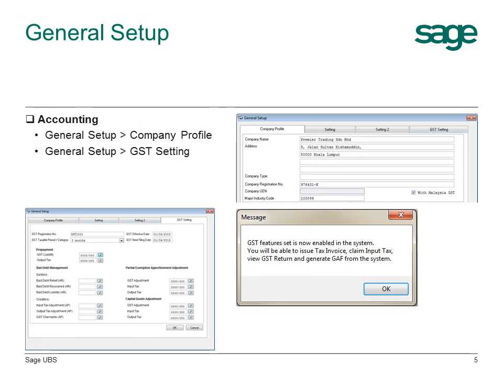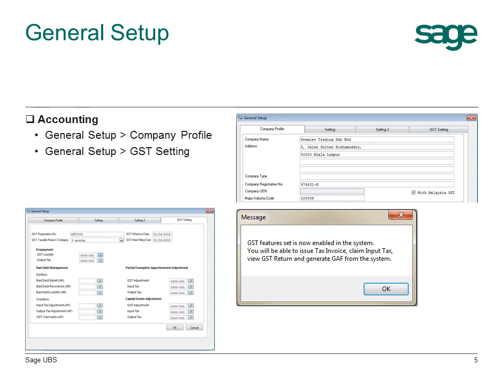Now, let's look into the general setup in the Accounting Application module. If your company is a GST registered company, enter the major industry code and select with Malaysia GST option. After you have selected the with Malaysia GST option, the GST setting tab will be enabled. Enter your GST registration number, GST taxable period, GST effective date, and GST filing date. This information will be printed on your GST 03 form.